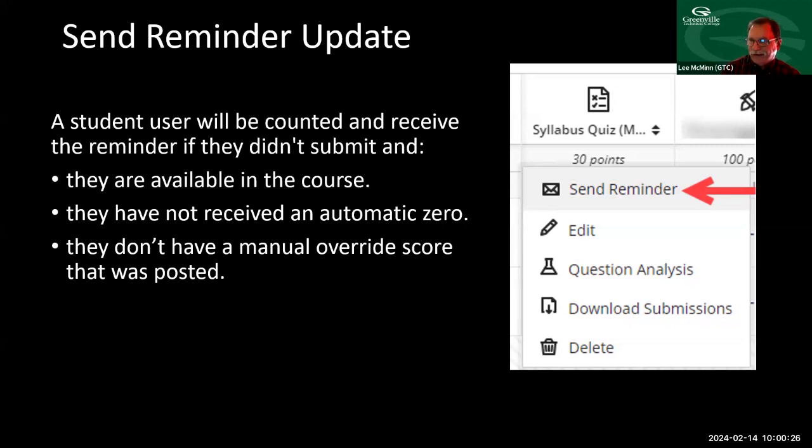Before this update, it sent a reminder to everyone that didn't have a submission, including those that were no longer in the course. That's been fixed. They have not received an automatic 0. So if it's after the due date and you have turned on automatic 0s and you go to send a reminder, it will not send them to those that have any type of grade in for that item, even an automatic 0, and you haven't given them a manual override. So if there's nothing in the grade column for that student, they will get the reminder. So just be aware of that.